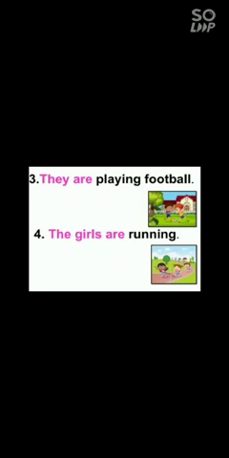They are playing football. They is used with many or more than one in which you are not there. It means you are not part of that group. So we use are with they. The girls are running. Girls is a plural noun and is used with are, as they are many girls.